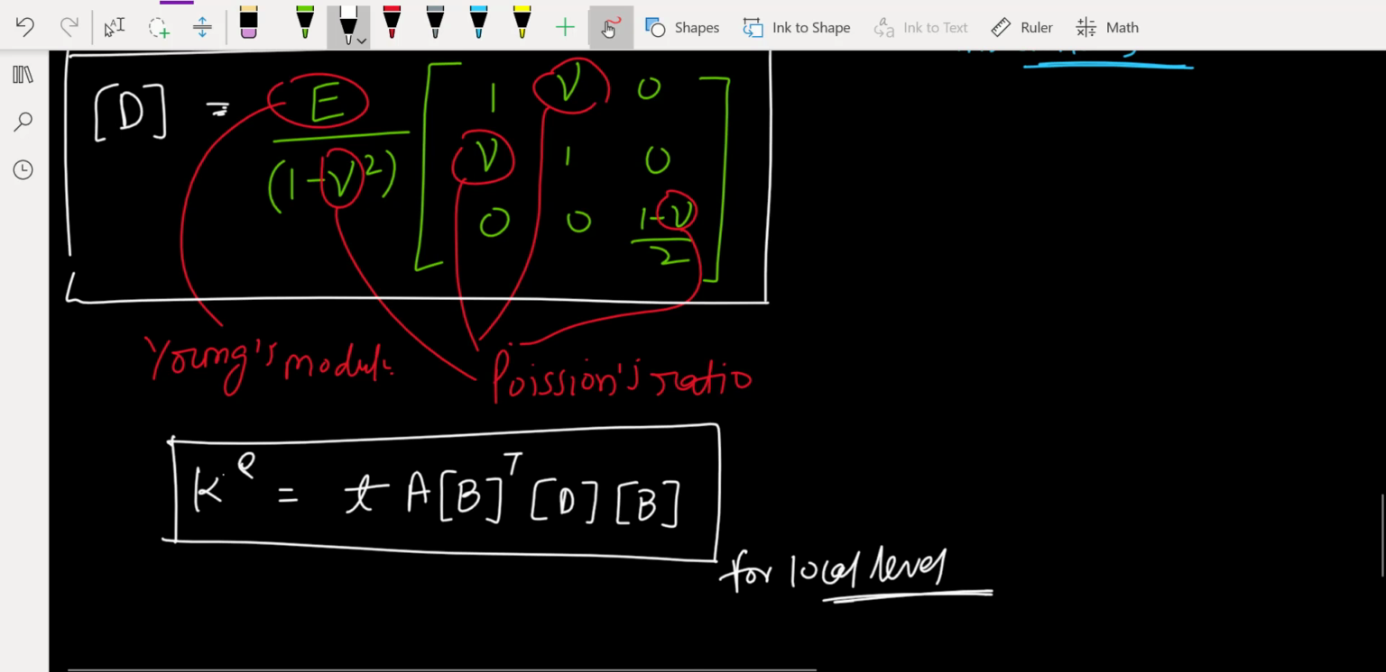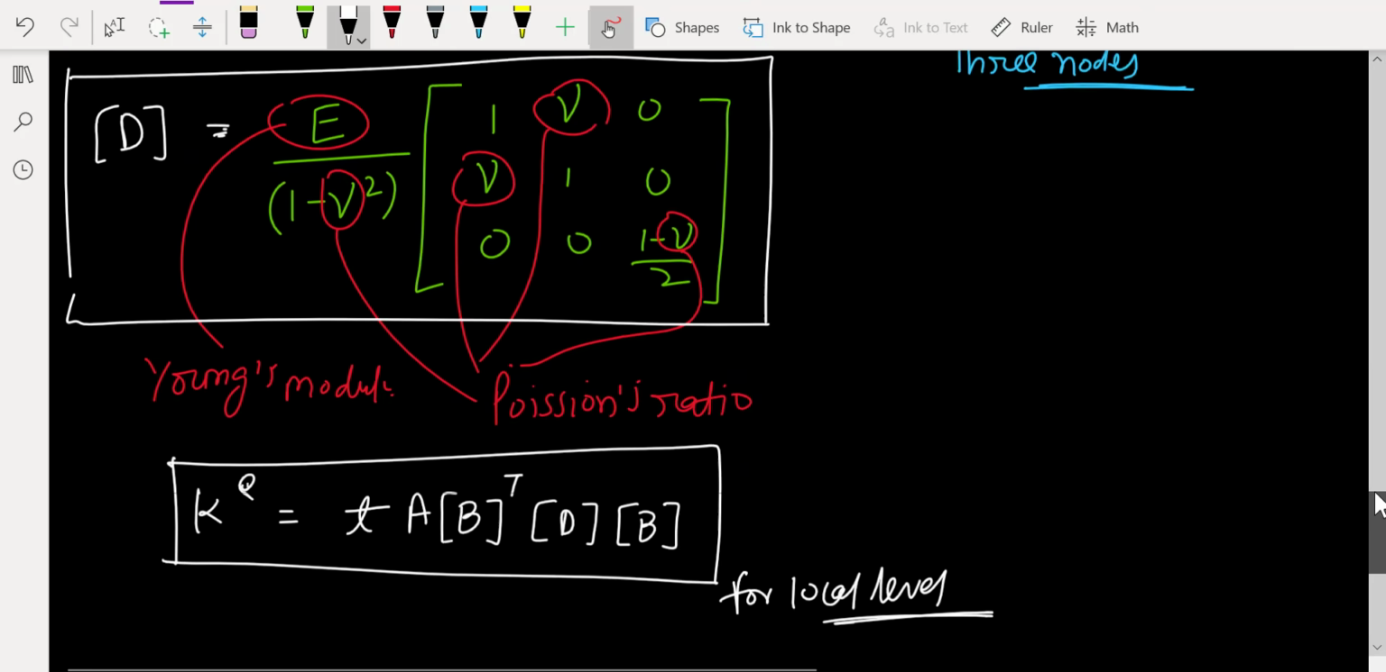Once you have these local stiffness matrices, then you can assemble, because this K stands for the first element, second, third, fourth, however many elements you could have. It's based on numerical and the precision you want. Once you have these local matrices, then you can assemble them into global form following this step.